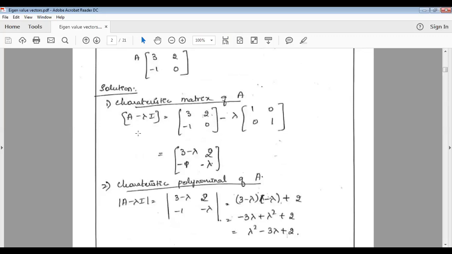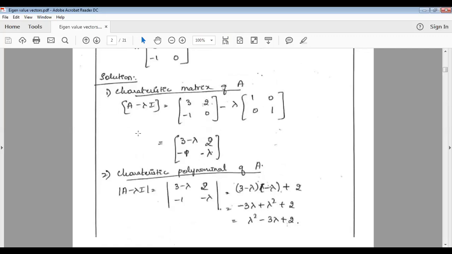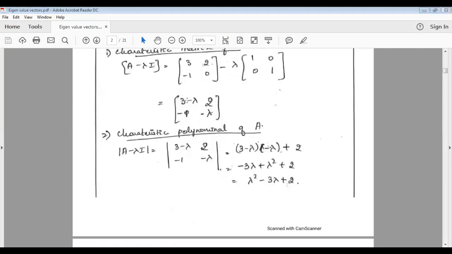So from the given A, we have calculated A minus lambda I. The next step is to find the determinant of A minus lambda I. So we take this value of A minus lambda I, and we calculate the determinant. So how do we calculate the determinant? You'll have 3 minus lambda into minus lambda, okay, minus of 2 into minus 1, so that becomes plus 2. So I've written here 3 minus lambda into minus lambda plus 2, and you find this value here, it comes out to be lambda square minus 3 lambda plus 2. So that is the determinant of A minus lambda I. And the last step is nothing but to equate this determinant of A minus lambda I to 0.